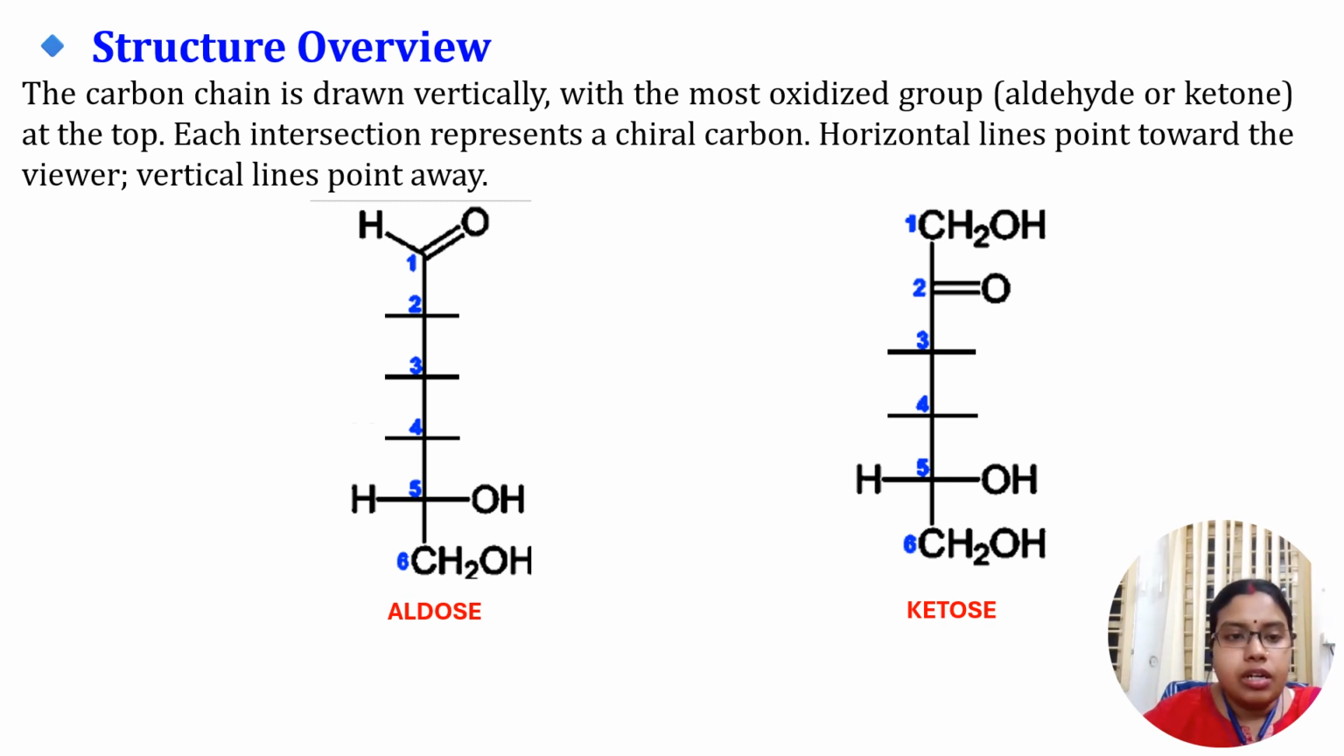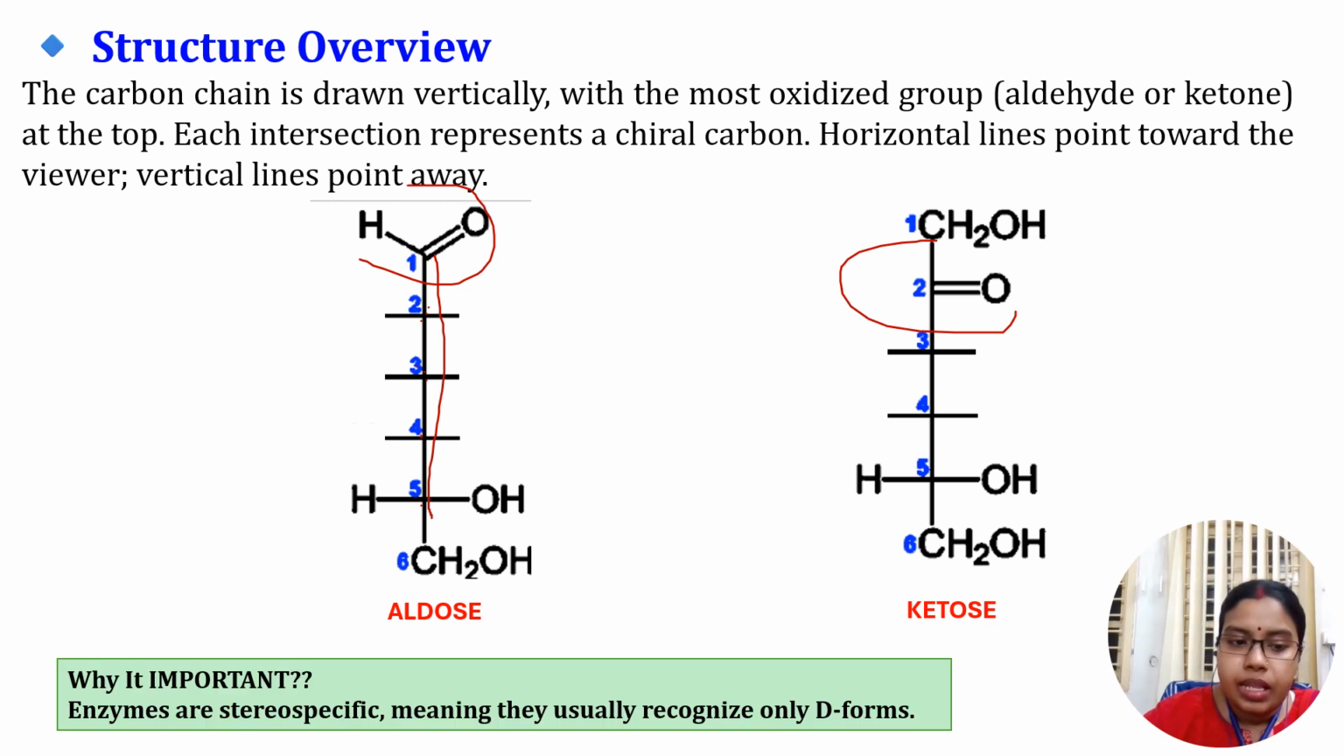So the structure overview: the carbon chain is drawn vertically like this, with the most oxidized group, like the aldehyde or the ketone, at the top, and each intersection represents a chiral carbon. Each intersection, this 2, 3, 4, 5, all the intersections are chiral carbons, and these horizontal lines point towards the viewer and the vertical lines point away.